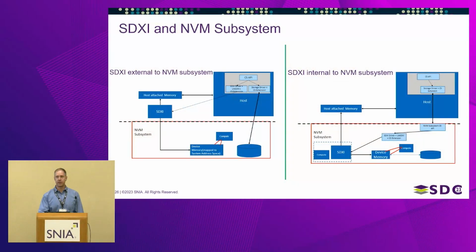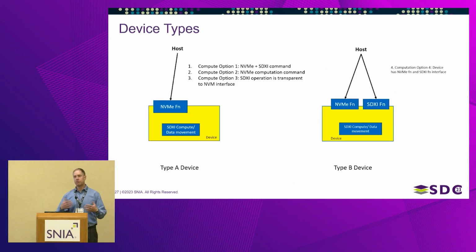All right, so we've looked at SDXI external to an NVM subsystem and SDXI internal to an NVM subsystem. So let's move into a couple of device types that the group has envisioned so far. We've deliberately tried to come up with names that did not invoke thoughts of CXL. So we've got type A and type B that we've thought of so far. With type A shown over here on the left-hand side, it's essentially a device with an NVMe interface. It's an NVMe function, and it's got SDXI down on the inside. So we've got SDXI inside of our NVM subsystem in this case.